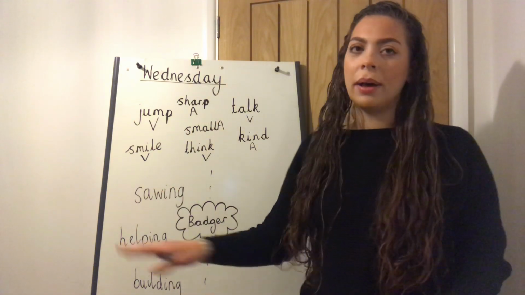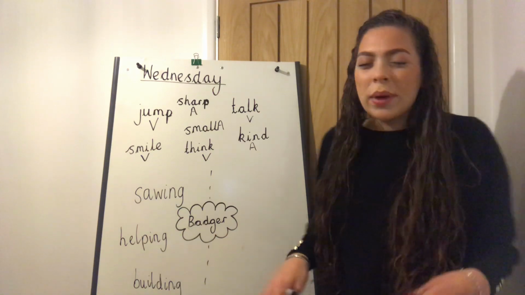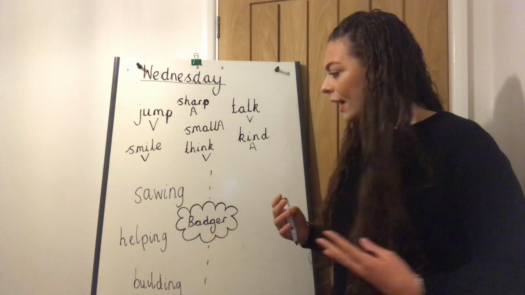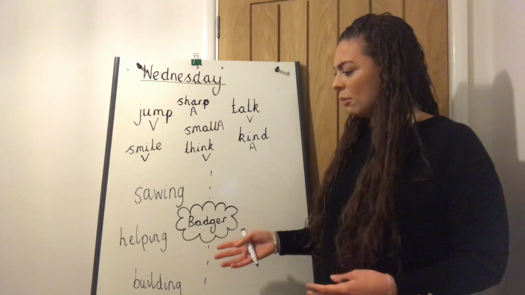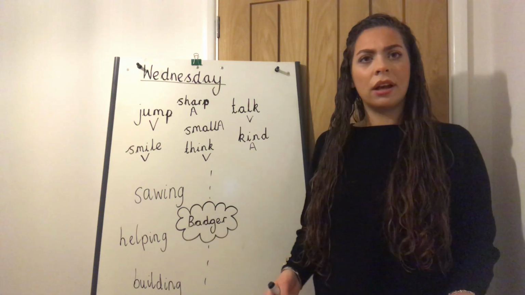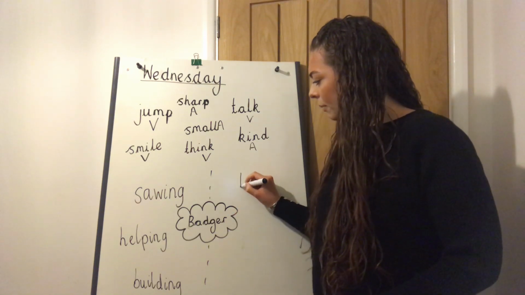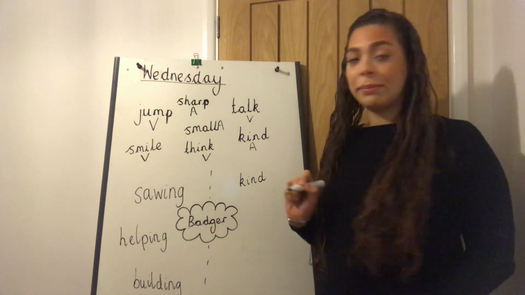Okay, I've got a few verbs on there now, so I'm going to think about the adjectives now. So I need to think about, what does Badger look like and what is his personality like? Well, if he's helping to build a house for all these animals, I would say that he is a kind badger. You know, he's trying to do something to help other people. I think that's a very kind badger. Or maybe helpful.